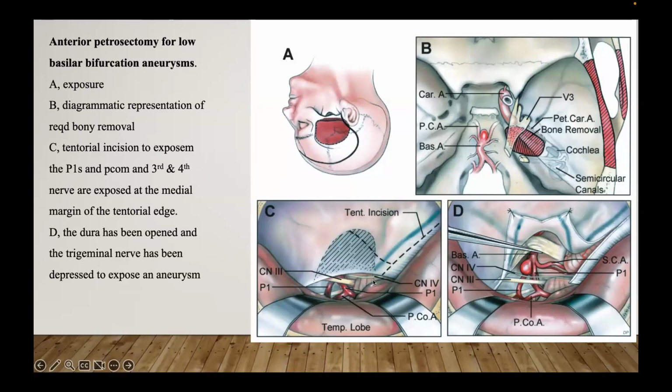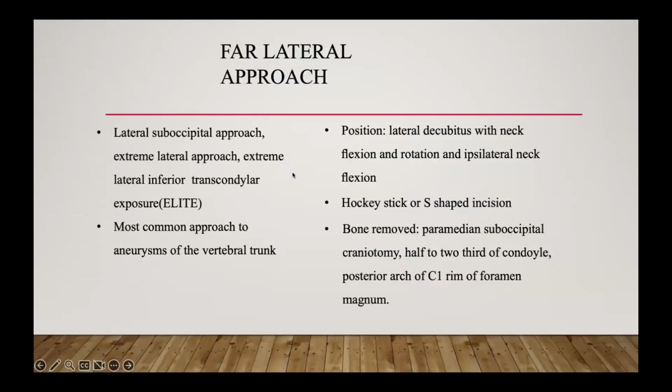And we can incise the tentorium. This is the tentorial incision. Tentorial incision is important, and we should also preserve the fourth nerve while we incise the tentorium. The third nerve is also closely associated. And finally, after the tentorial incision and the dura has been opened and the trigeminal nerve has been depressed, we can get a nice view of the aneurysm.